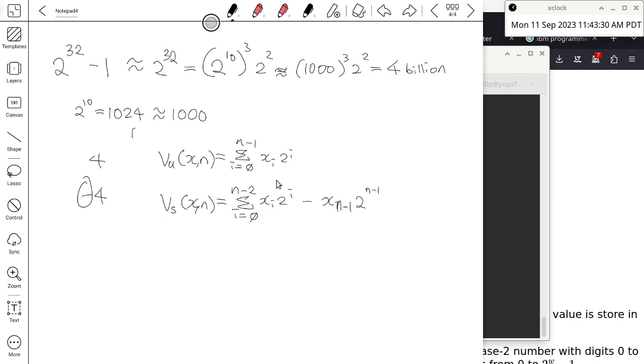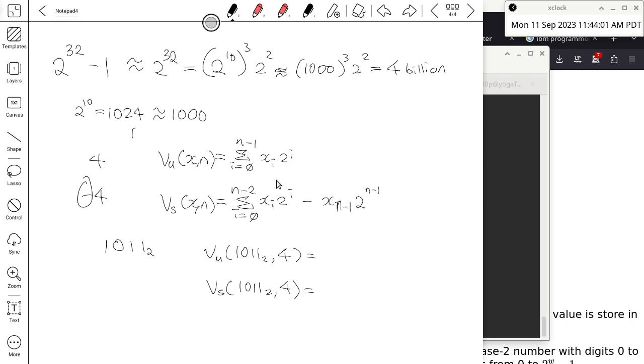All right. Let's take a look, okay? So we can say, what if we're looking at 1011 in base 2, okay? So we want to figure out what is VU, 1011 in base 2, interpret up to 4 bits. We want to look at the signed interpretation of exactly the same bit pattern.